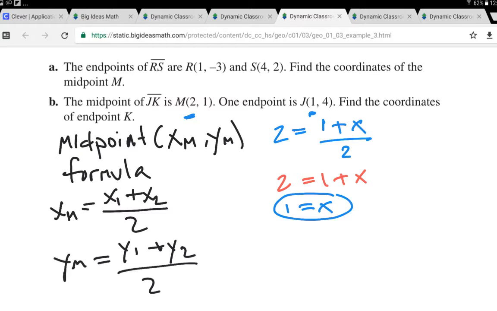Now we'll do the y coordinate, and we'll say that, sorry, we already know that part. Here, I'm getting ahead of myself. Do a little bit of erasing here. Okay.